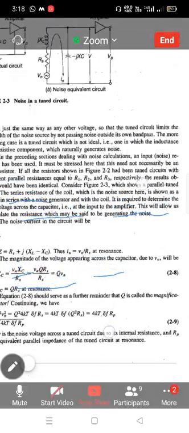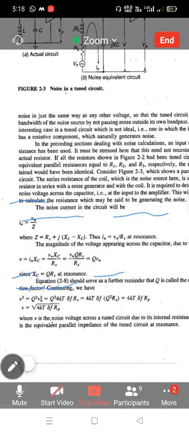So this is V equals Q into Vn, that we get by using the concept of resonance and series RLC circuit. Now we will square both sides, so we get V square equals Q square into Vn square. Now what is the Vn? It is the square root of 4 kT del F Rp. Okay, Rp means this is the resistance, RS or Rp.